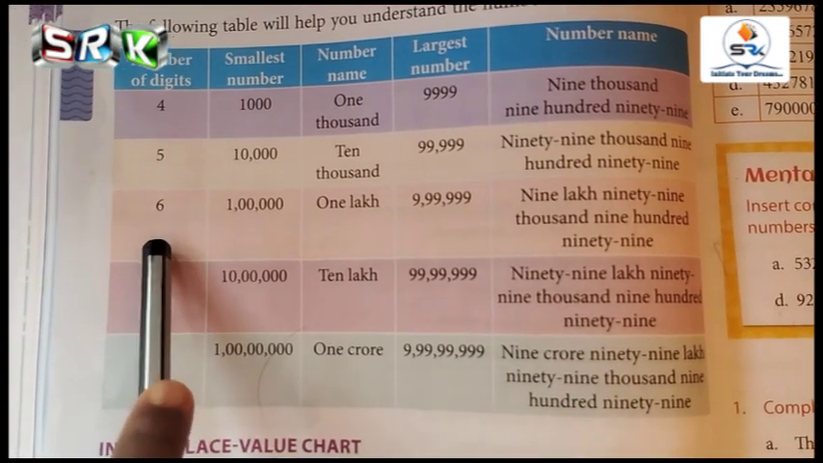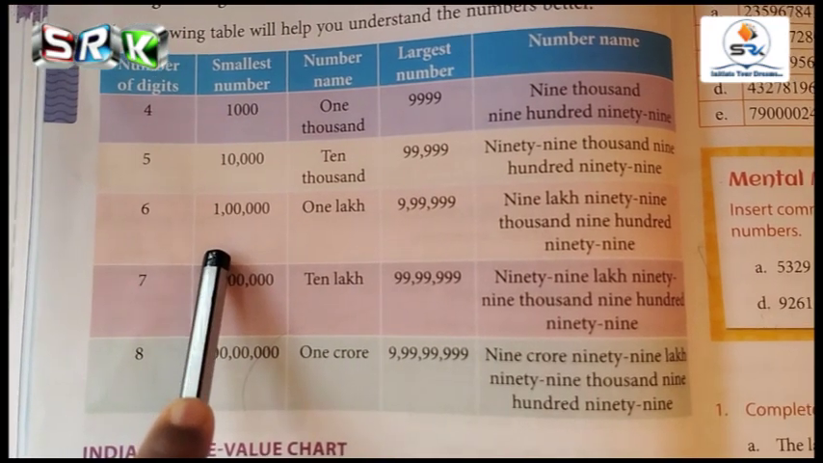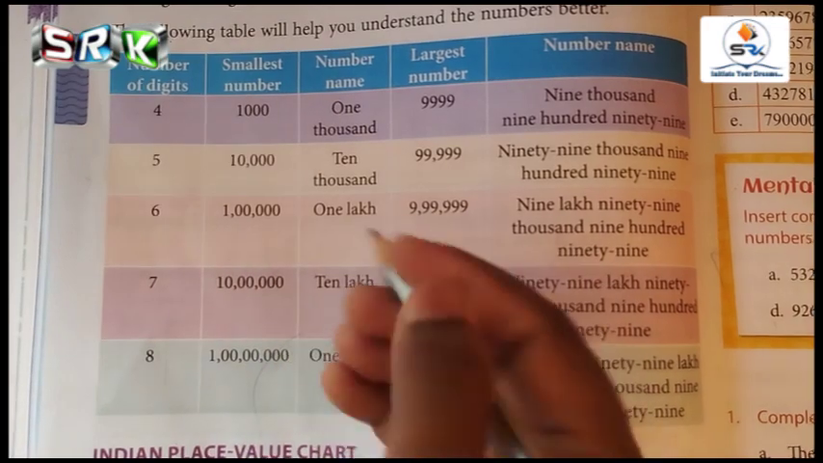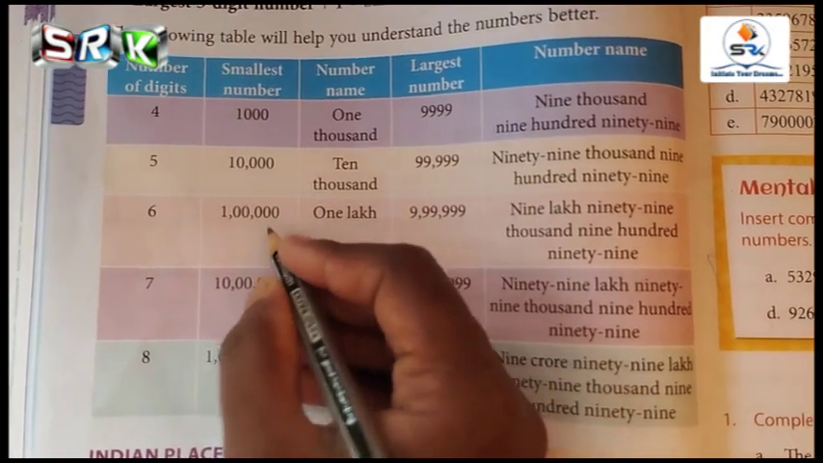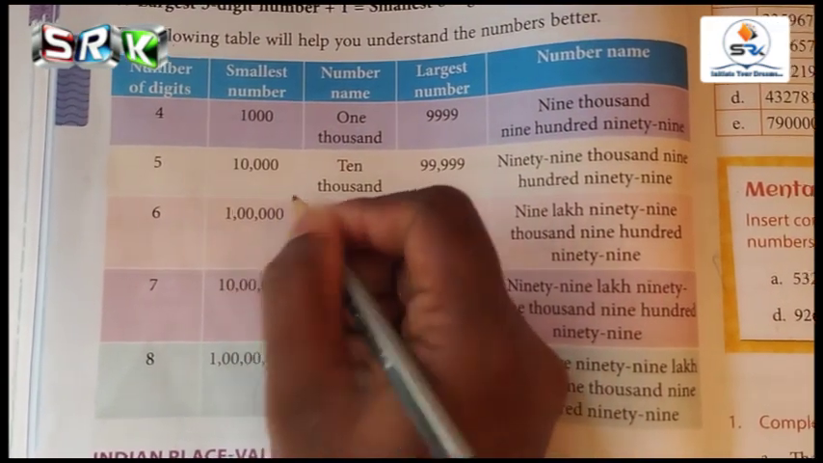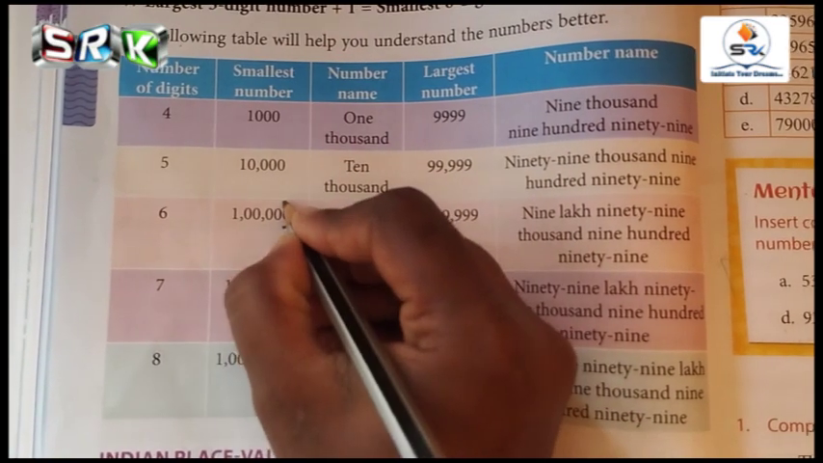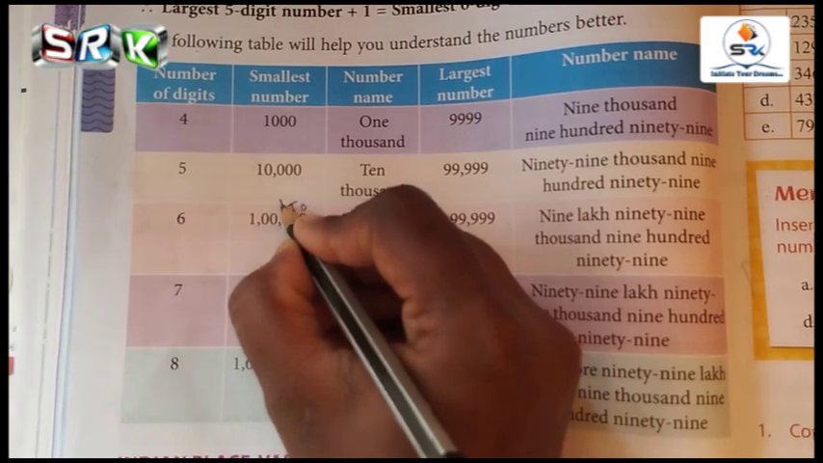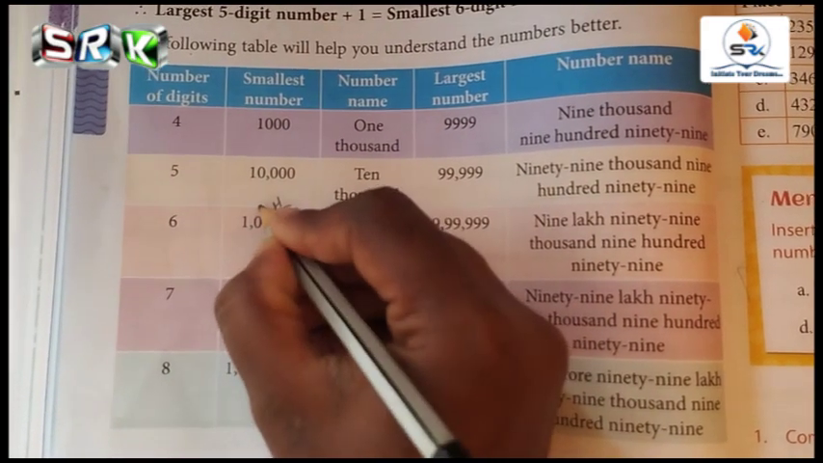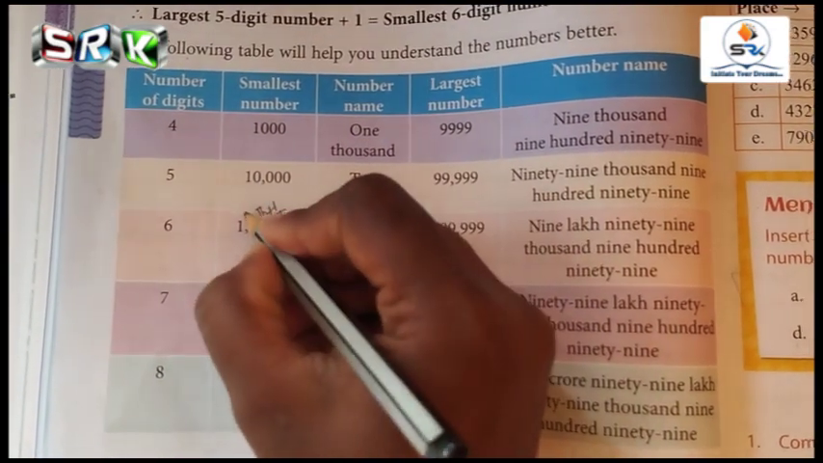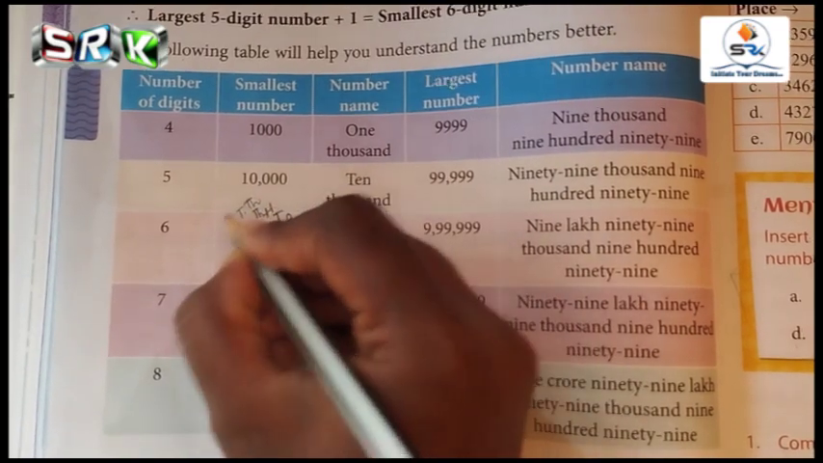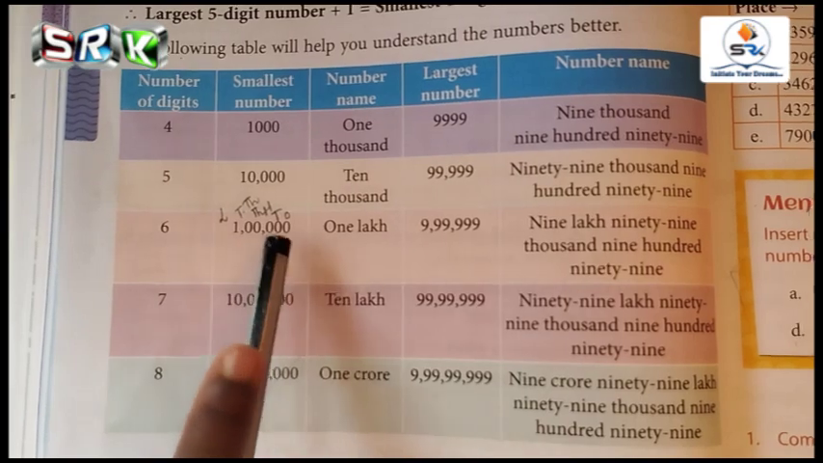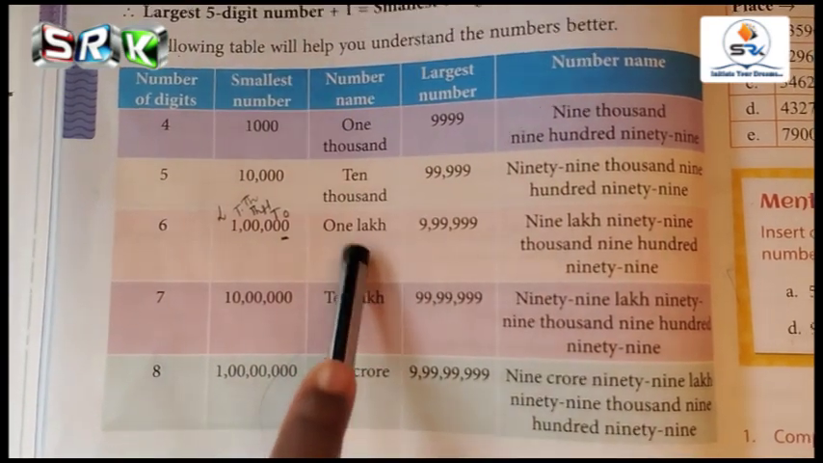Number of digits 6. The smallest 6-digit number is 1 lakh. How can you read it? Write the place values in your notebook. First place value name is ones. Next is tens. Next is hundreds. Next is thousands. Next is ten thousands. The last one is lakh. Then only I am going to read 1 lakh. That is called the number name 1 lakh.